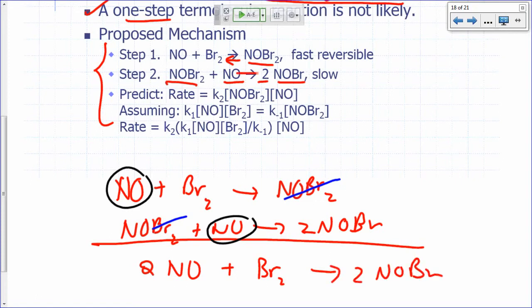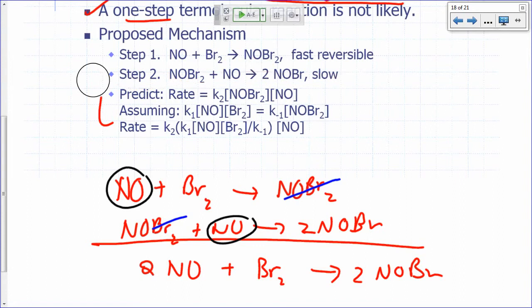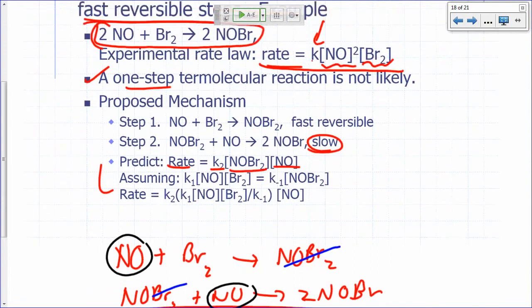So what's the predicted rate based on this mechanism? What would be your rate determining step, step 1 or step 2? Step 2, the slow step. So you would expect to observe the rate law to be k2 times the concentration of NOBr2 times the concentration of NO. Now, that's not what the rate law is. Our rate law is rate equals k times [NO] squared times [Br2].